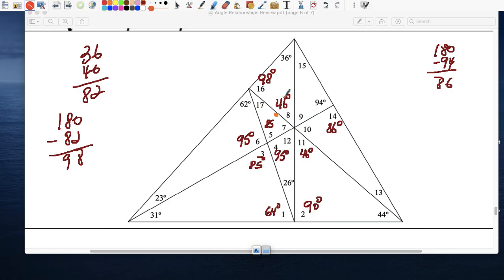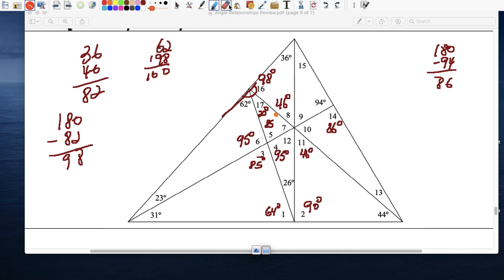And if that's 98, can I find angle 17? I can, because remember, it's a straight line here. These 3 angles equal 180. I have 2 of them. I have 62. I have 98. If I add that, I get 160, which makes angle 17 20 degrees.